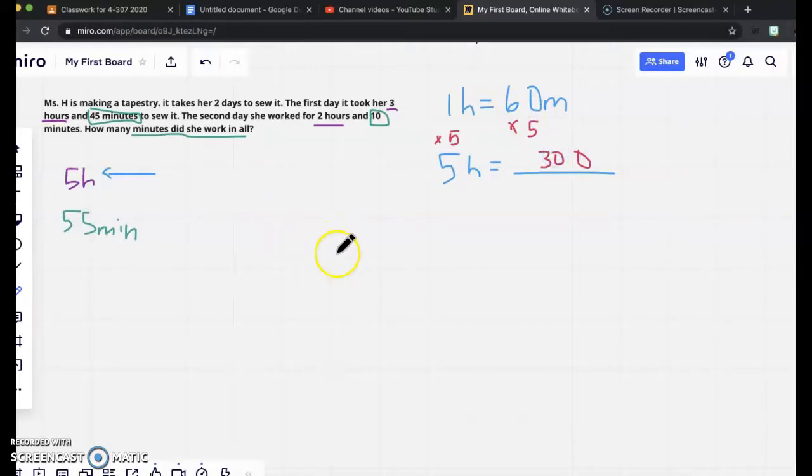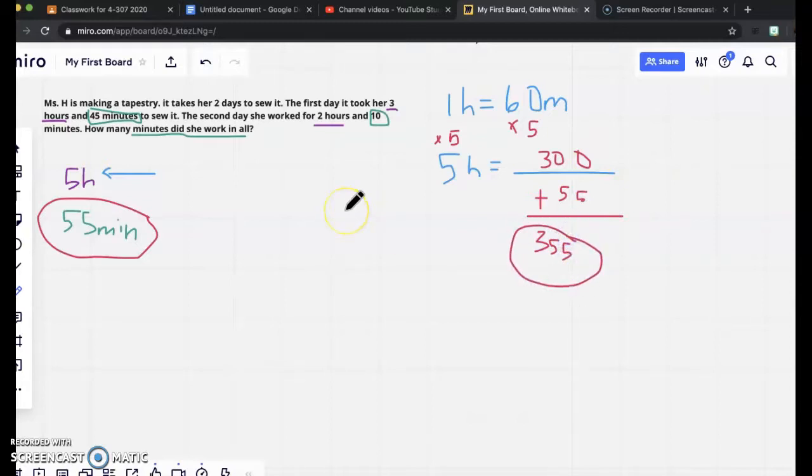300 minutes. But we're not done yet because we still have these minutes left over. So I'm going to add them. 55. 300 plus 55 is just 355. So I worked on that tapestry 355 minutes because we converted the 5 hours to get 300, and then we just added our minutes.